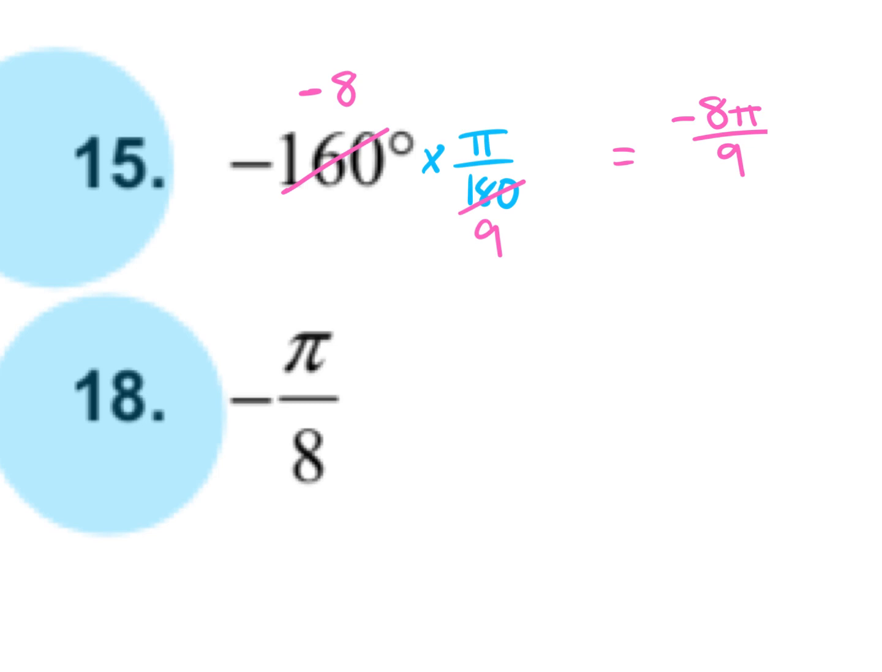Let's do the same for 18. We're converting to degrees. So what do we multiply by? 180 over pi. So pi's cancel. What goes into both 8 and 180?